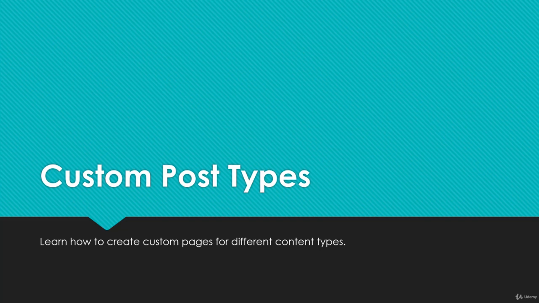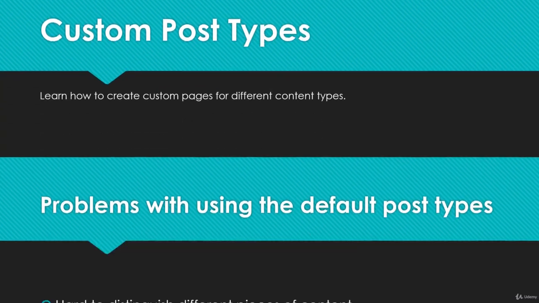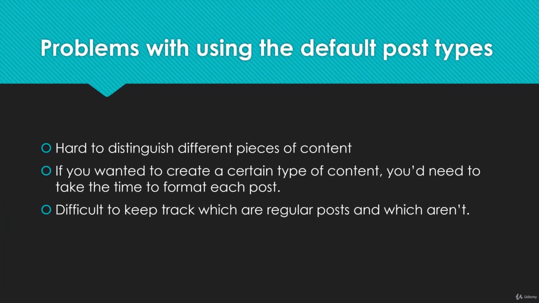WordPress only provides you with two types of content you can create, which are posts and pages. It is possible to work with these two default content types, but it can be a hassle. For example, let's say you wanted to create a post for a recipe. For recipe posts, you may want to display a rating, ingredients, time required, etc.